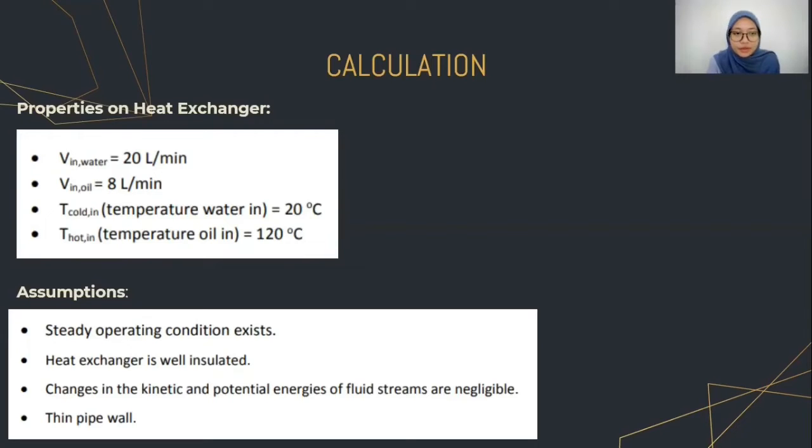Therefore, what we have to determine in this calculation is first to find the heat transfer rate and the outlet temperature of the fluids. Okay, firstly, we assume the heat exchanger is in a steady state operating condition. The heat exchanger is well insulated. The changes in kinetic and potential energy of the fluid streams are negligible, and the pipe has a thin wall.